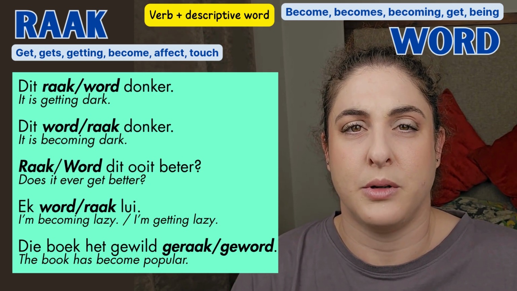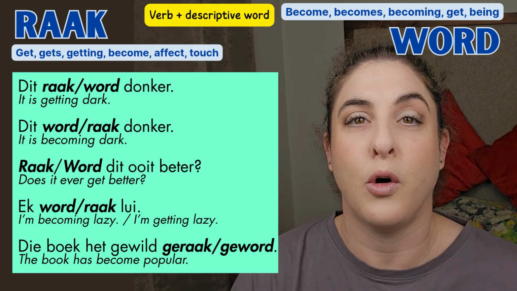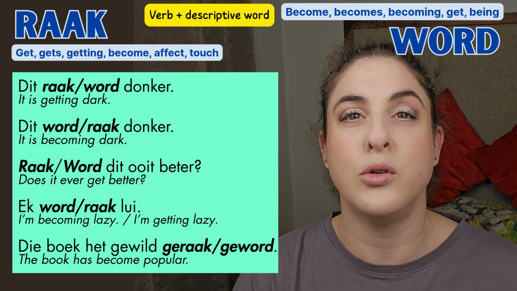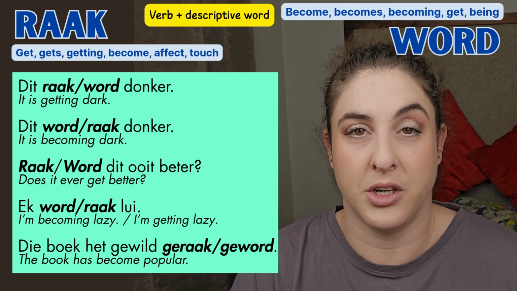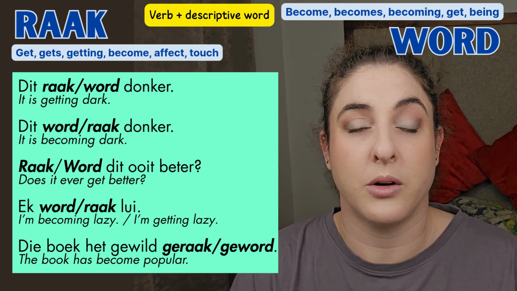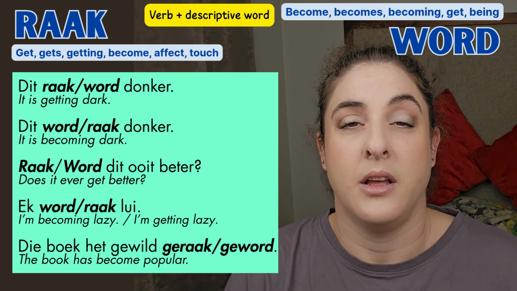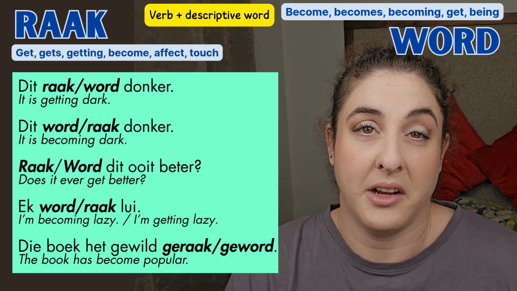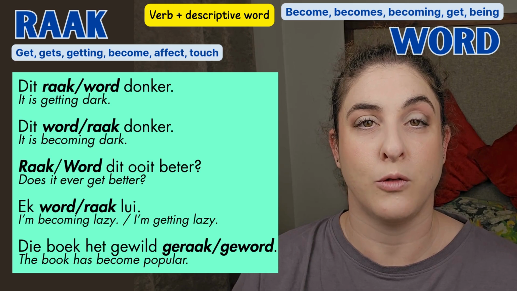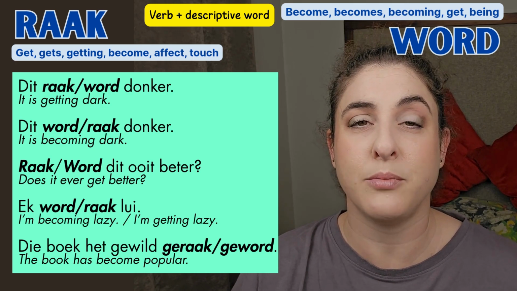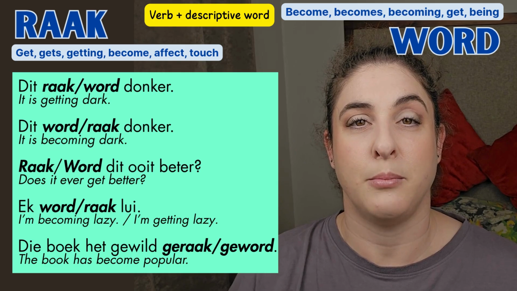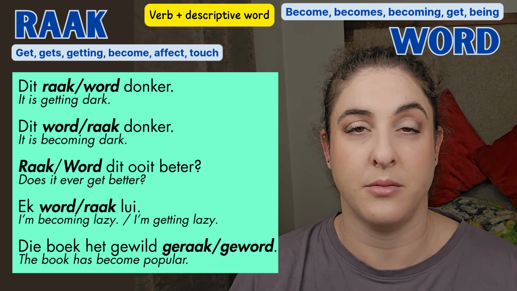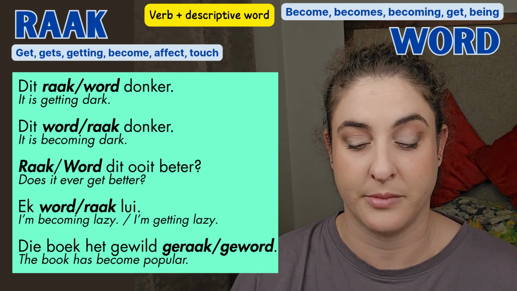So let's look at the examples. Dit raak of word donker. It's getting dark. If it's becoming dark, it could be word donker or raak donker as well when you speak. That'd be fine. Raak or word dit ooit beter. Does it ever get better? Now there's get again, but it's either or.